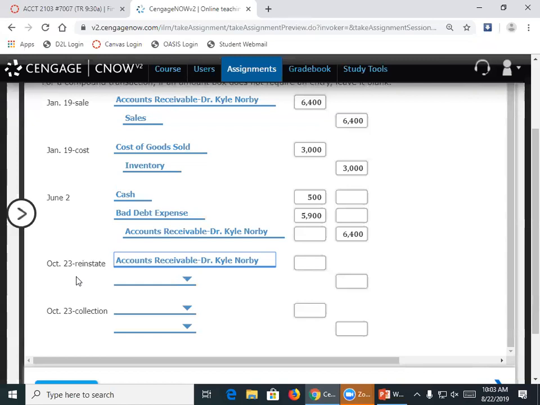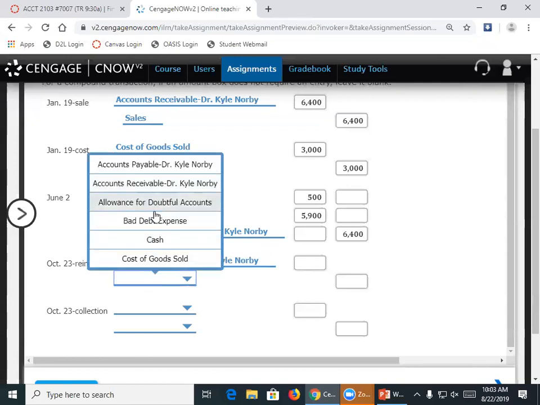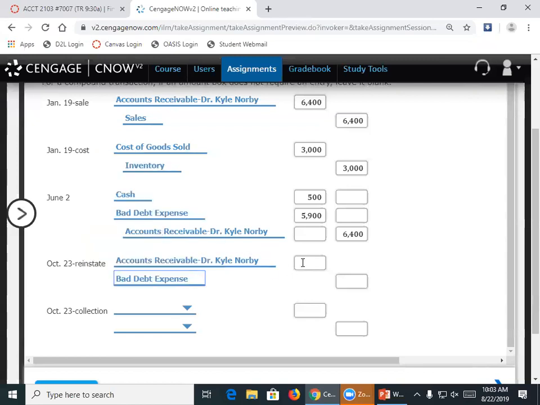And then what do I credit? Perfect. So I'm going to credit bad debt expense. So you're truly just flipping that entry, and it's for the $5,900 because he already paid $500 of it. So we're just reversing the entry. It's truly just a reverse entry there.